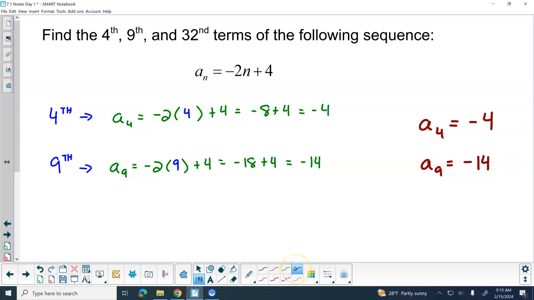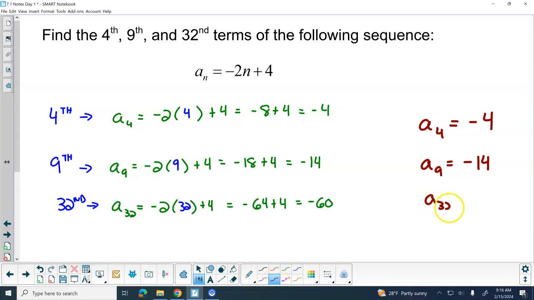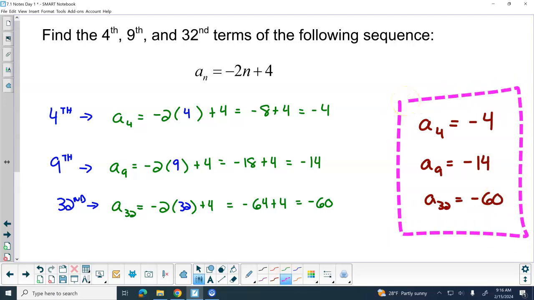My 32nd term, a sub 32, is going to be negative 2 times 32 plus 4. Negative 2 times 32 is negative 64, plus 4 is negative 60. So a sub 32 is negative 60. And that would be how I would write those out, because I don't put commas between them, because it's not the first 3 terms of the sequence.